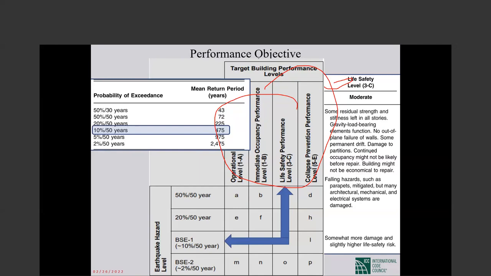What is life safety? It is mentioned here. You expect something like this. I will show a couple of tables too. When it says life safety, what is the feeling that we can get from the building? Some residual strength and stiffness is left in all stories. Gravity load bearing elements function. Very important. Our red line is gravity load bearing elements. All these damages we accept in the lateral load resisting system. Damage to gravity load bearing elements is very dangerous because the gravity is always there.